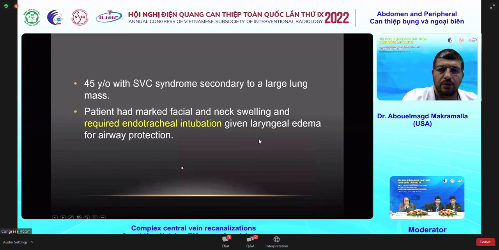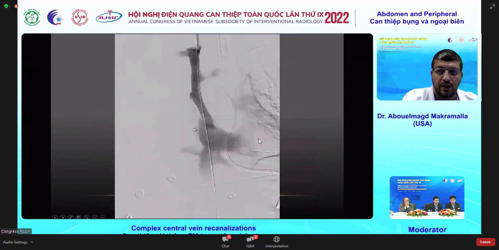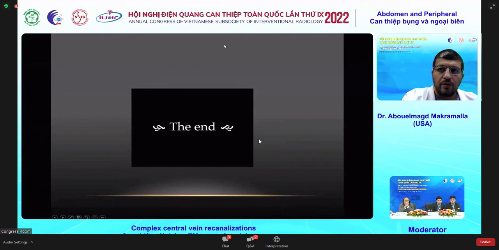This is another patient with SVC syndrome secondary to a large lung mass. The patient had marked facial and neck swelling and required endotracheal intubation due to laryngeal edema for airway protection. His symptoms were really advanced. As you can see, the size of the mass is really advanced, and we're able to get through it via access and place metal stents to maintain patency of the SVC and brachiocephalic, and you can even see the left brachiocephalic patent. Thank you very much for listening.